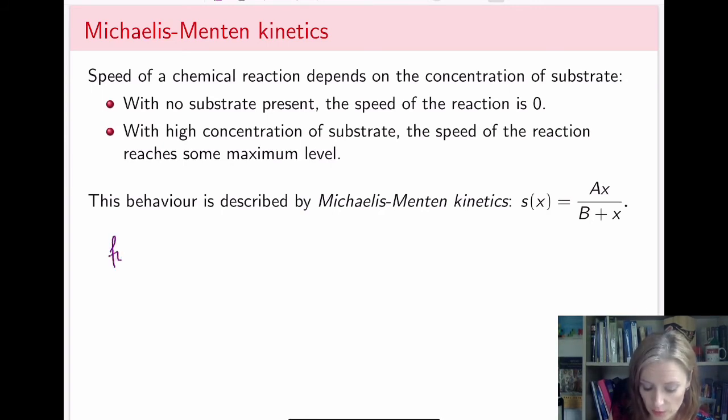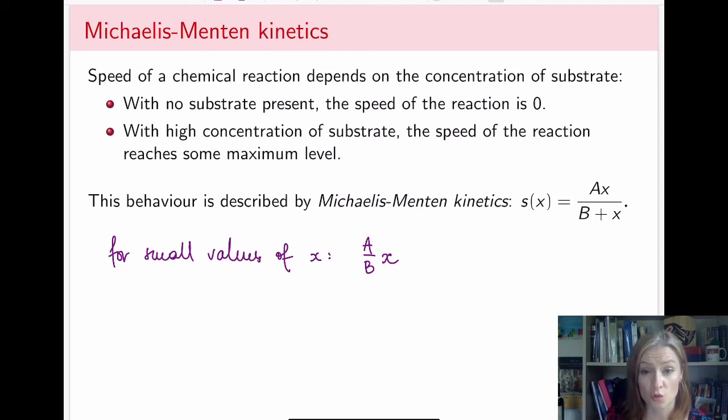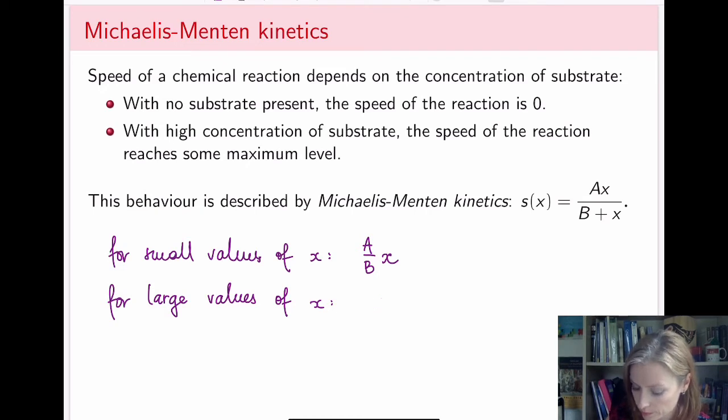So for small values of x, the function will actually resemble a over bx, which of course is a straight line with slope a over b. Remember that a and b are both constants. For large values of x, what we have is that it will resemble ax over x, which is just a. So it will plateau out at some maximal reaction level.